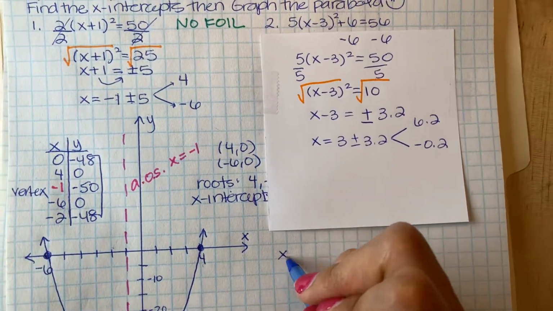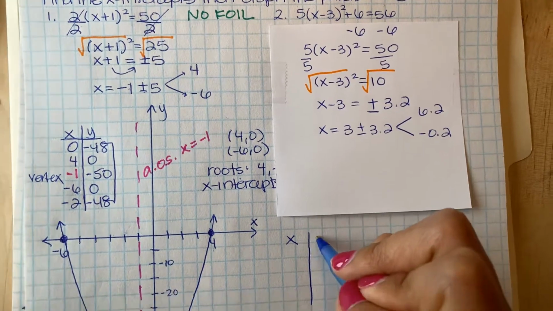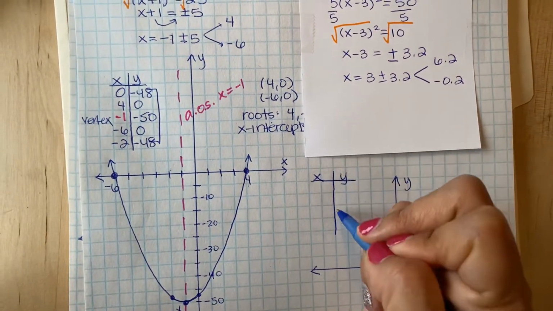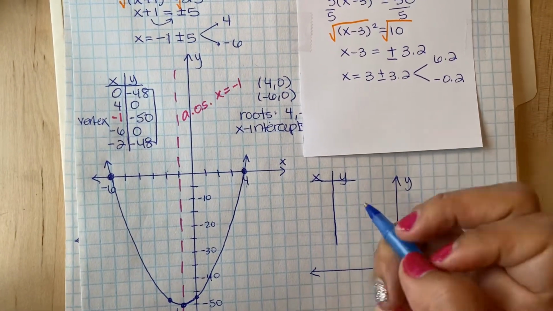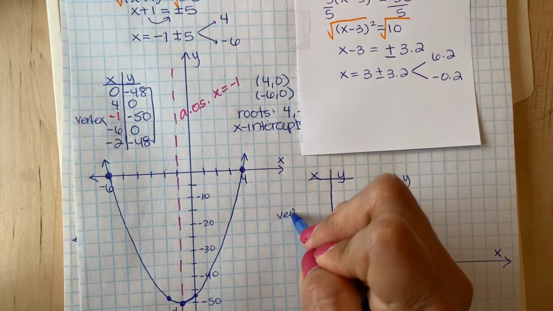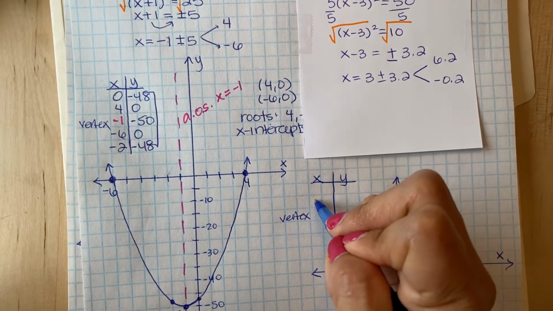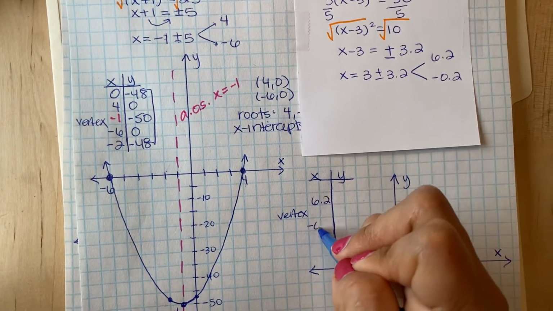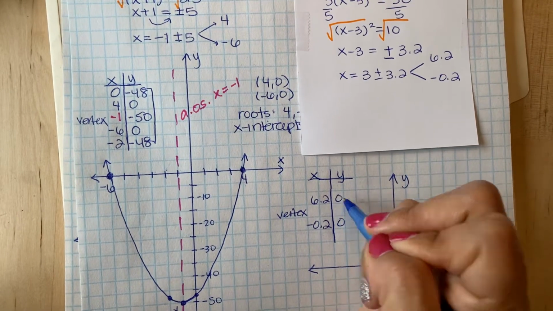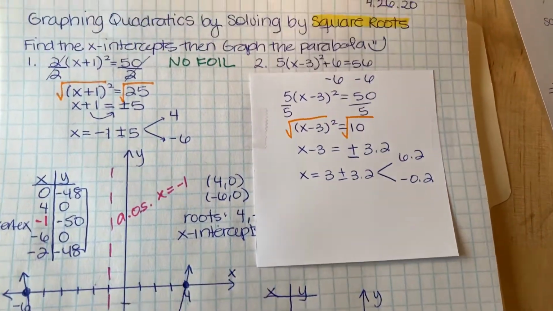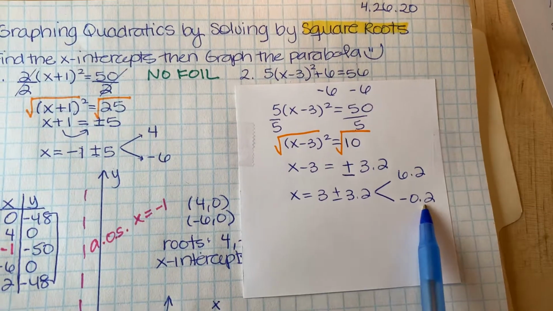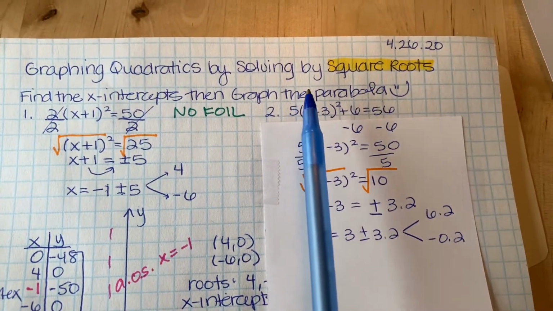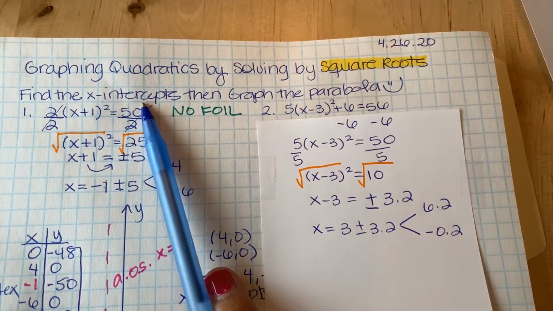All right, so my vertex is going to be in the middle. I have 6.2 and I have negative 0.2, and those are both y equals 0, right? Because remember, the reason why we were able to find these is we allowed y to be equal to 0 because we're finding our x-intercepts.